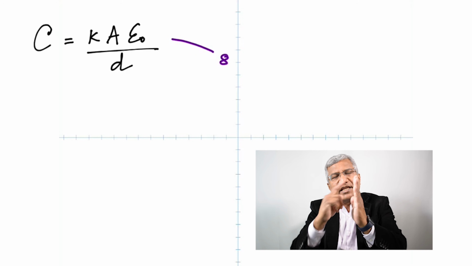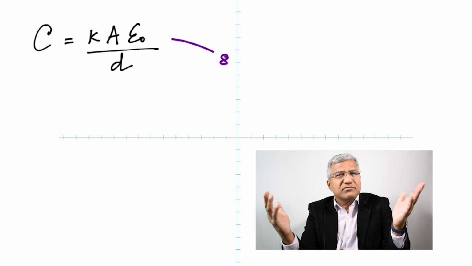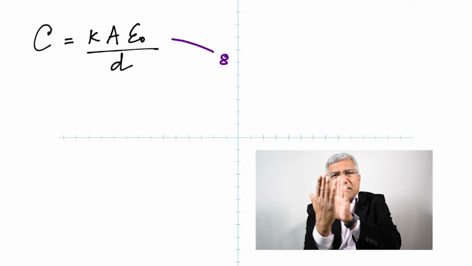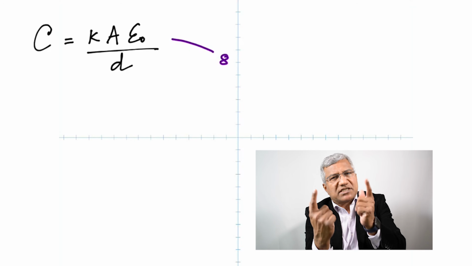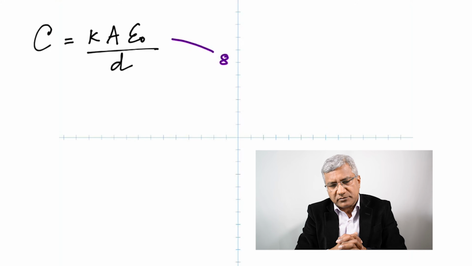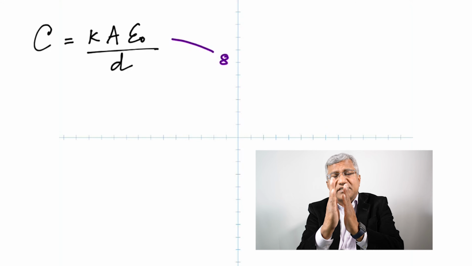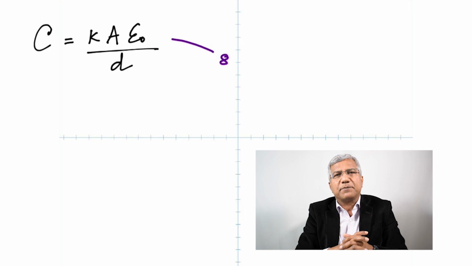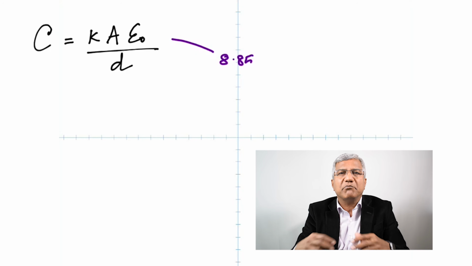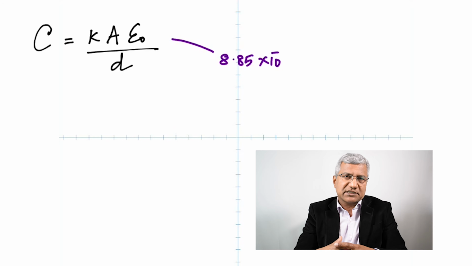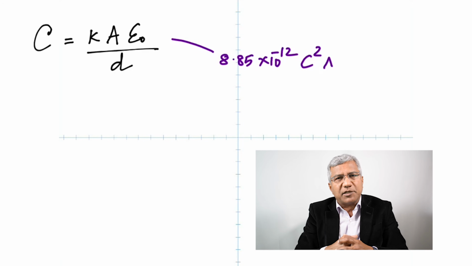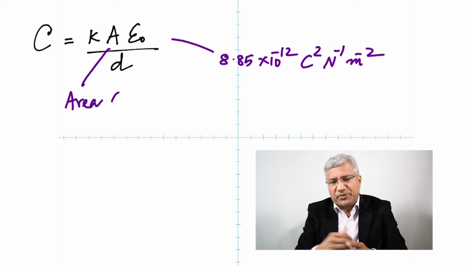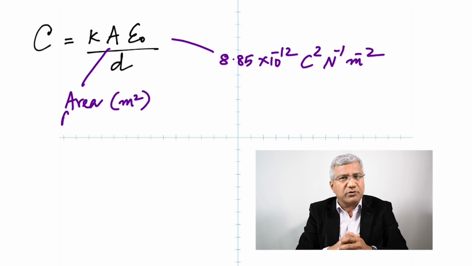A is the area of the plates. Typically, both of the plates have the same area. So it's just the area of one plate. And if they're not equal, then take the overlapping area. So A is the area of the plates. Epsilon naught is the permittivity of free space or vacuum. It's 8.85 times 10 to the negative 12. The units are right there: Coulomb squared, Newton raised to negative 1, meter raised to minus 2.